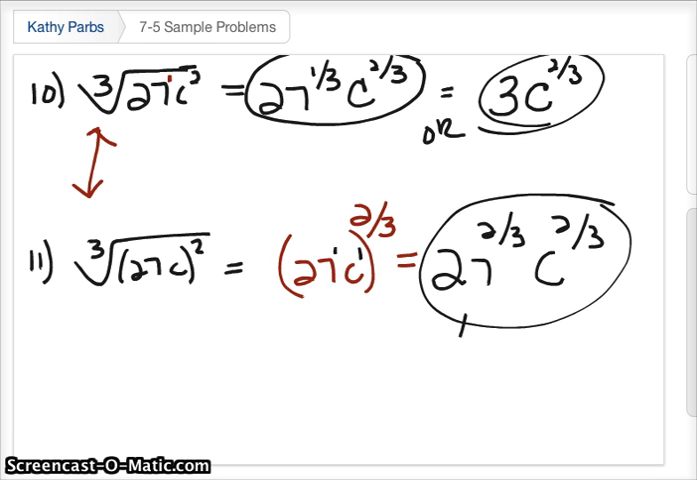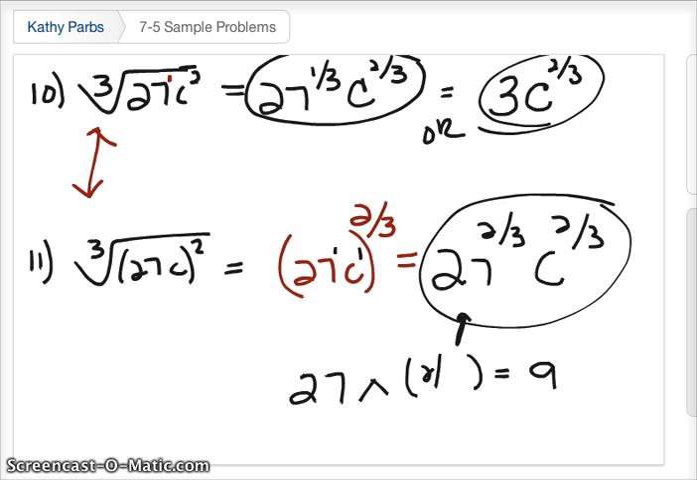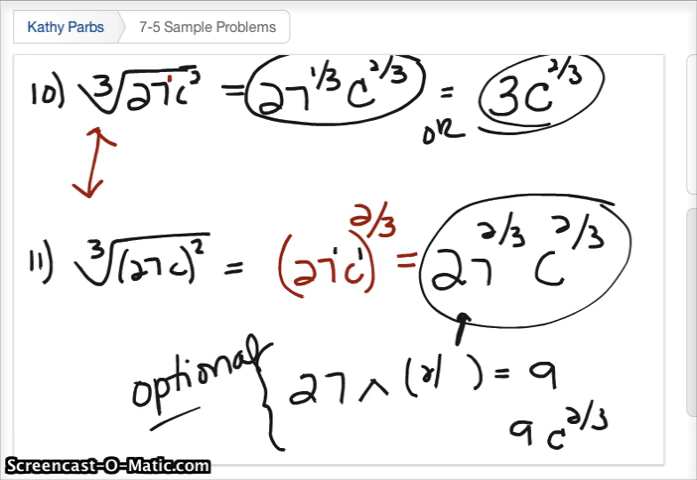If you wanted to simplify this in your calculator, you could put 27 raised to the 2 divided by 3, and it would give you 9. And you could rewrite this as 9c to the 2/3. But this step is optional at this point. I don't care which way you leave your answer.